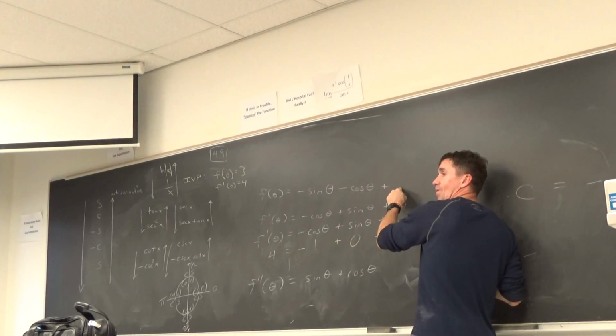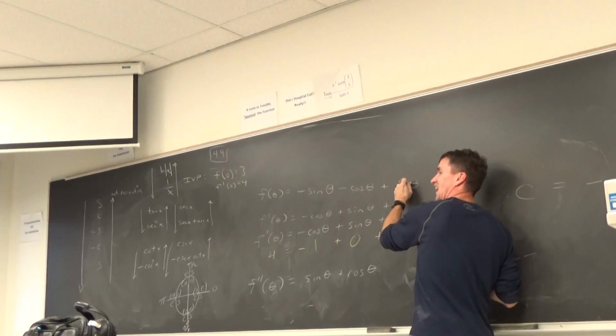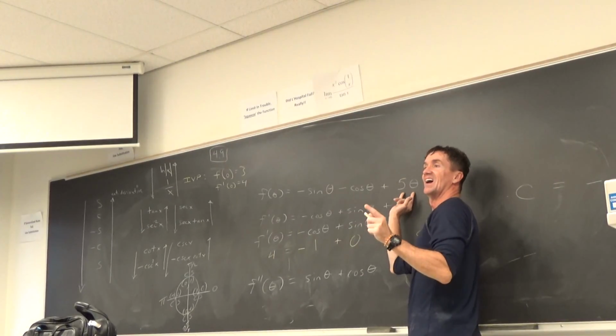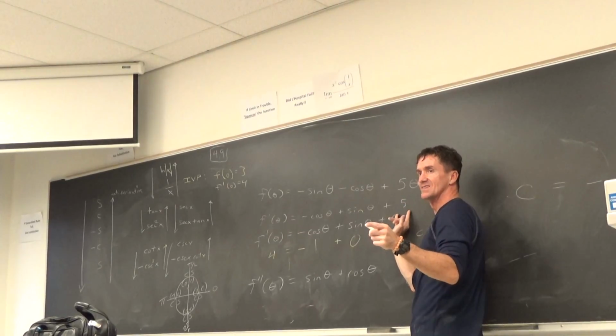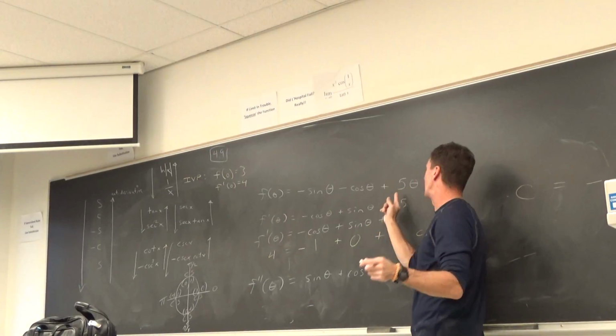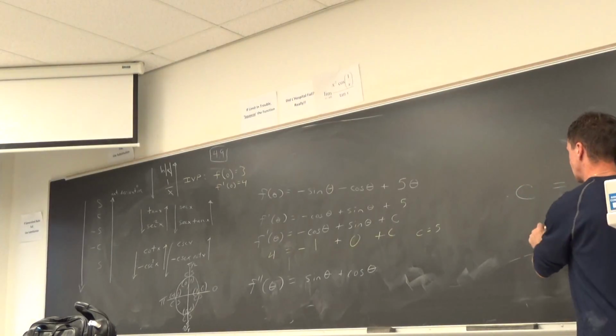Is this 0? No, 5 theta. Good. Does everyone agree? Why is it 5? Do you agree? Think about it. The derivative of 5x was always 5. So what's the antiderivative of 5? 5x. Well, it has theta, so we'll use 5 theta. We're doing that power rule thing, right?